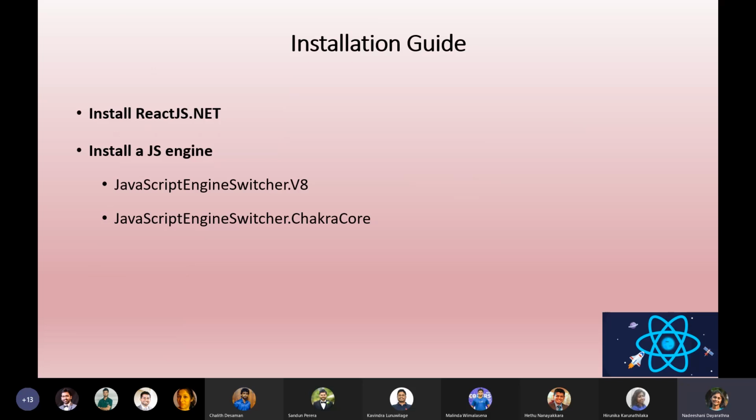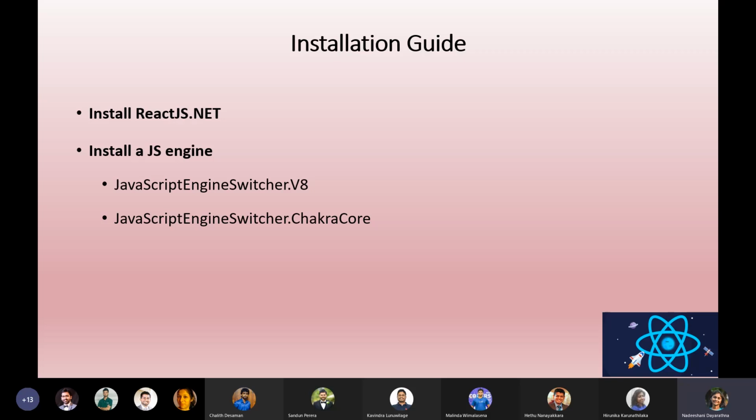First thing you have to install is the React.NET package. We can install it via NuGet packages. After installing it, you have to install a JavaScript engine. There are many, so you can select one and install it. You need to check your .NET Core version, and then you can install a compatible version of these packages with your .NET Core version.